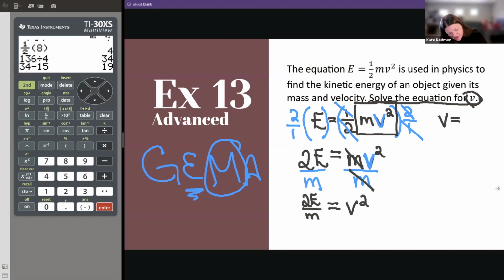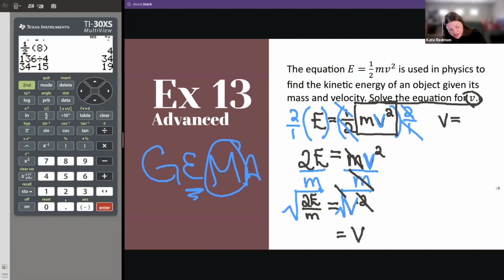Now, once again, keep your eye on the prize here. You want v to be alone. So what do you need to get rid of? A square. So what's the opposite of square? It's square root. I can do whatever I want as long as I do it to both sides. When you go to college, you'll learn that there's actually 2 answers to this, a positive and a negative, but we don't need that right now. And it doesn't come up on the GED. So I'm just going to gloss over that. But the square and square root cancel, leaving me with v.